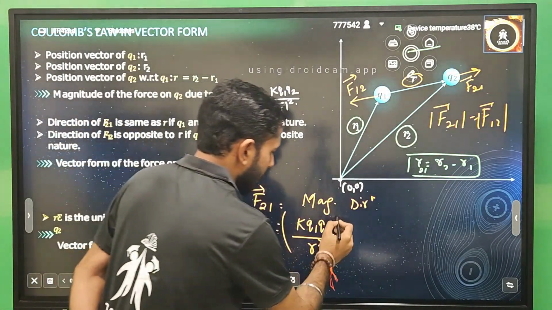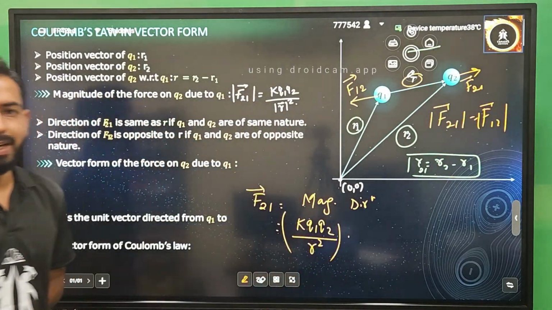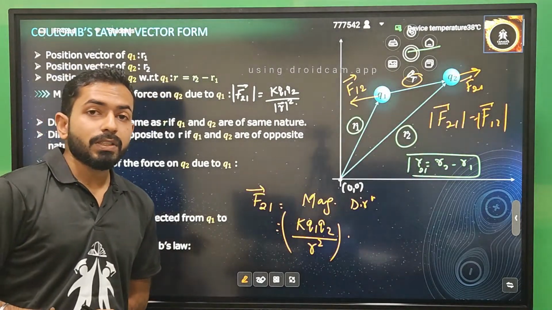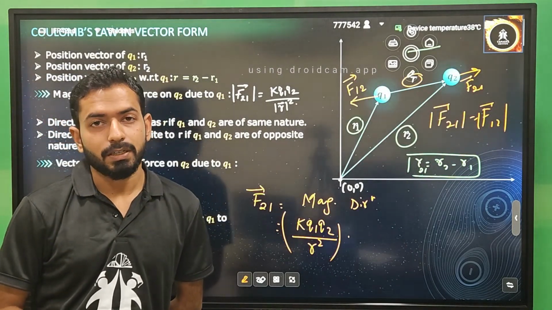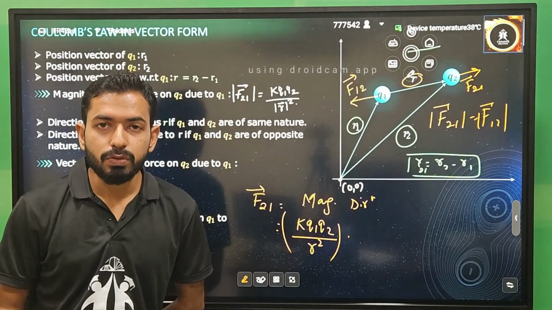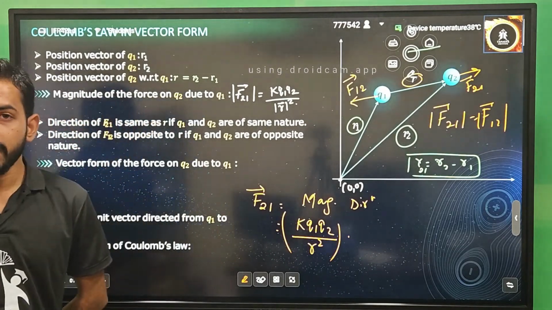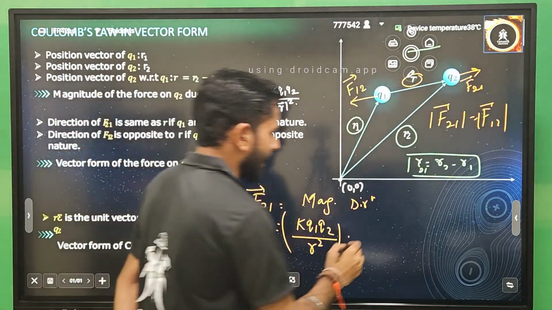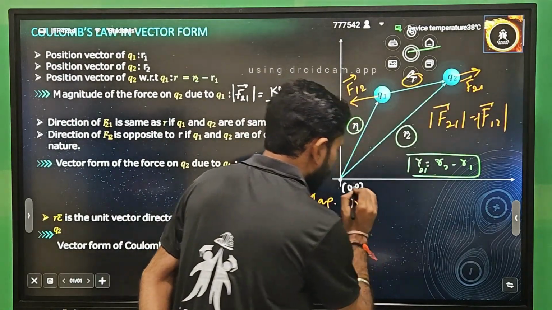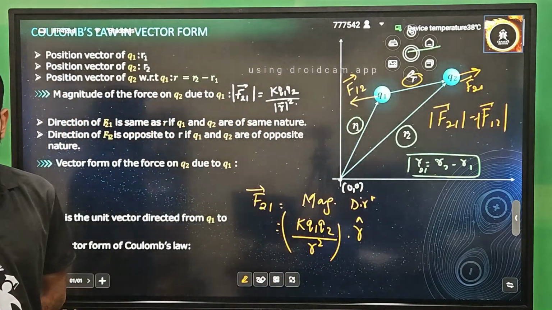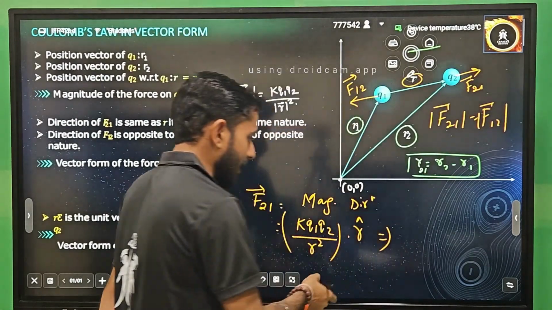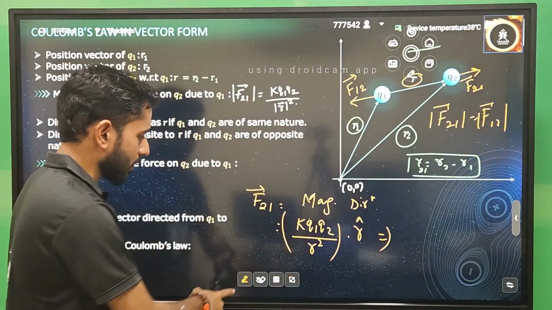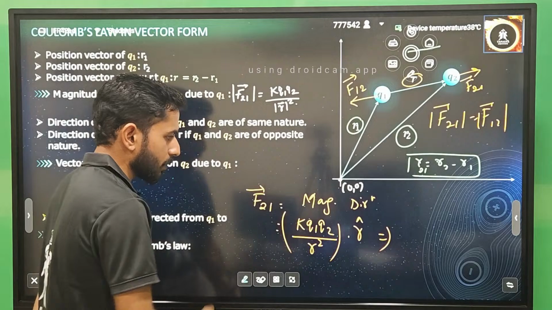Now interesting is what you will write for the direction. Tell me students, what was the use of unit vector? We have studied unit vector, and I have told you that it is very important. Unit vector we always use for directions, and how are directions taken? We use a cap. So what will I do? I will use an r cap. Correct now? R cap means the r vector divided by its magnitude. This is the standard way to write Coulomb's law in vector form.